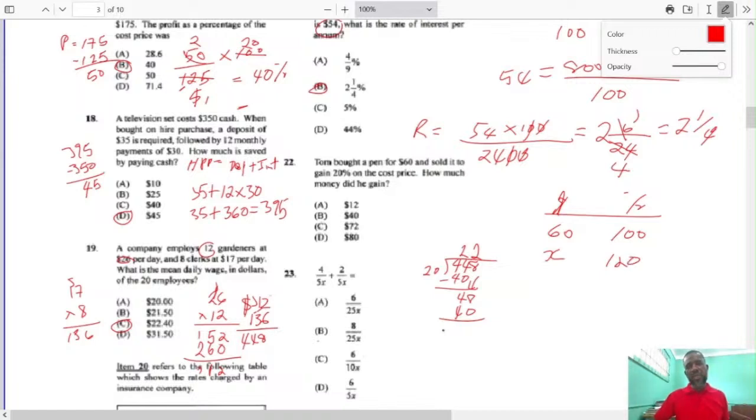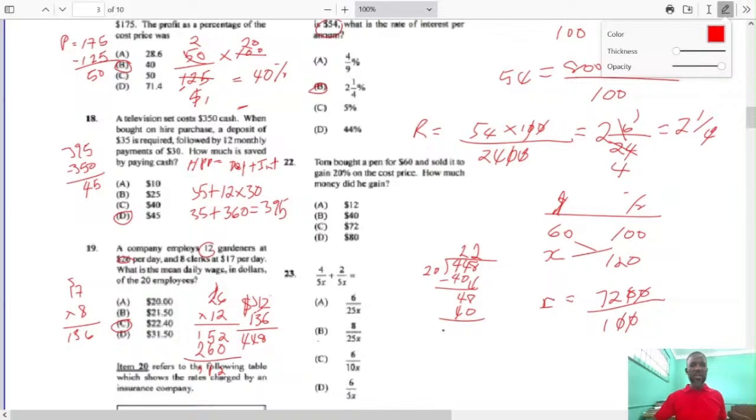Okay, so if we cross multiply, what are we going to get? We know that X is going to be equal to 60 times 120. 6 times 12 will give us 72, right? So we have 72 divided by 100. So we know that he sold it for $72.